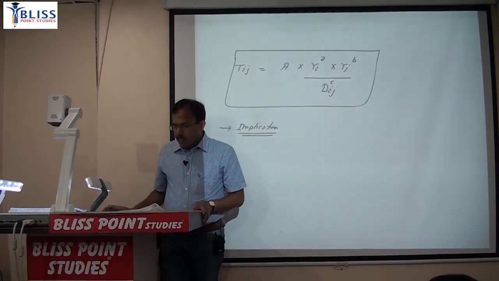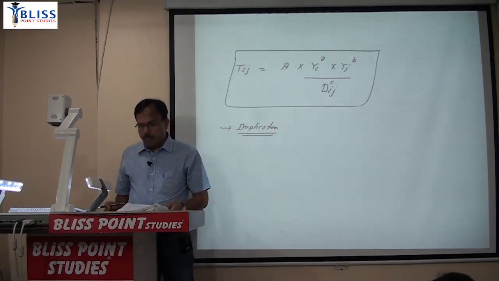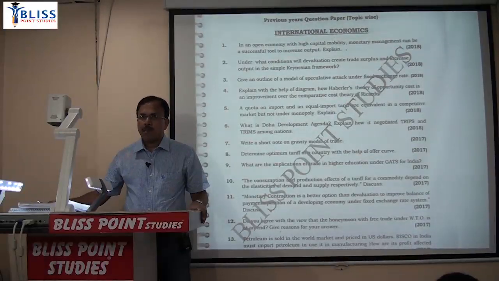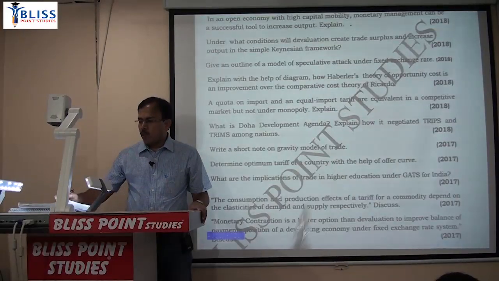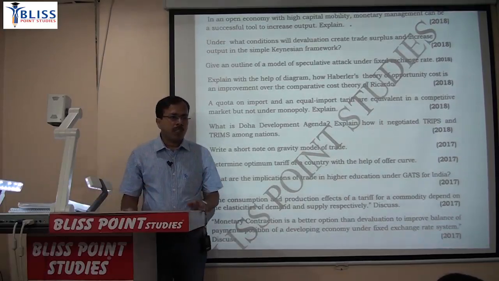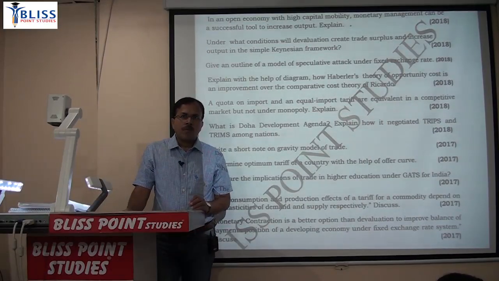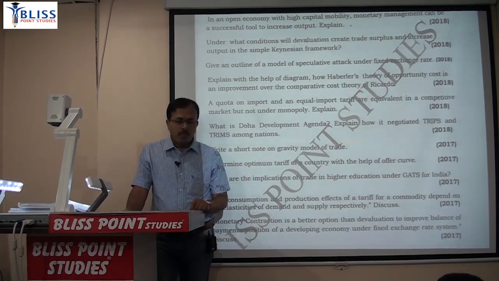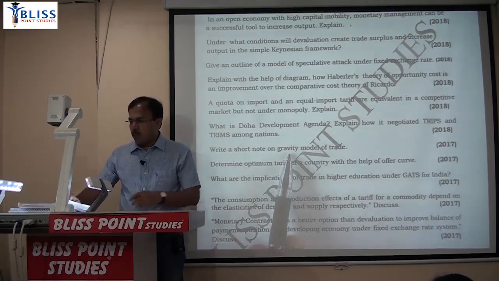So this type of answer you should be well prepared with. Whenever a question comes like this, just write a short note on the gravity model of trade. Effectively you have to write around 150 words for that, within a period of say 7 to 8 minutes. Okay, so effectively you can reproduce that only when it is already written and you have practiced it. So this was basically one question on the gravity model.